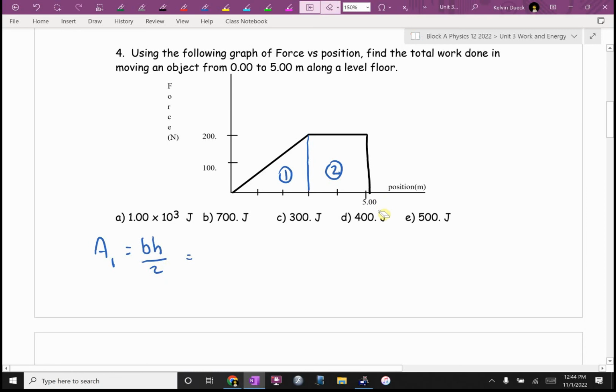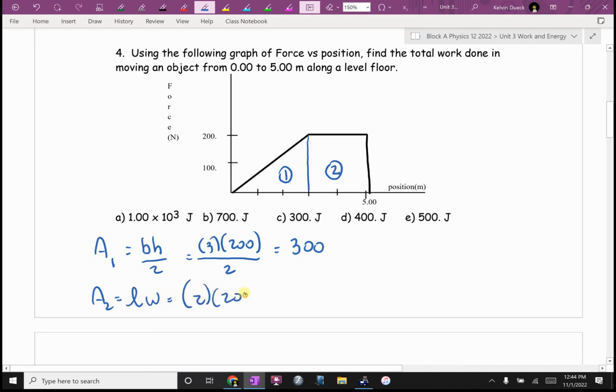The base, it looks like we're going up by ones, so the base is 3. Is the height 2? No, it looks like that's 200, divided by 2. The area of the first shape is 300. The area of the second shape is going to be length times width. Looks like the length is 2 and the width is 200. The area of the second shape is 400. I think I can add this together in my head. Is it B? Yes?